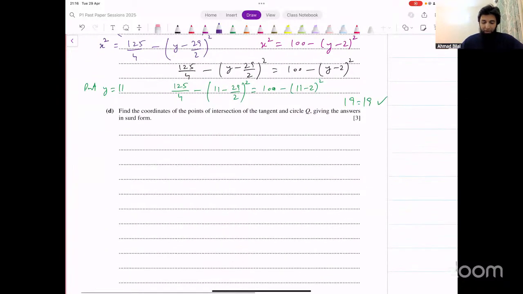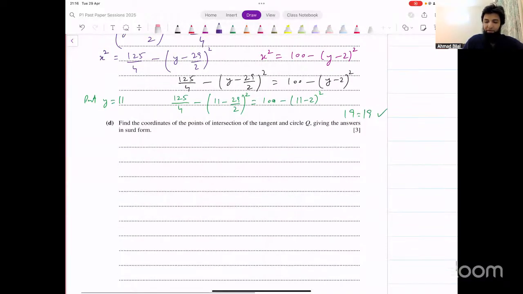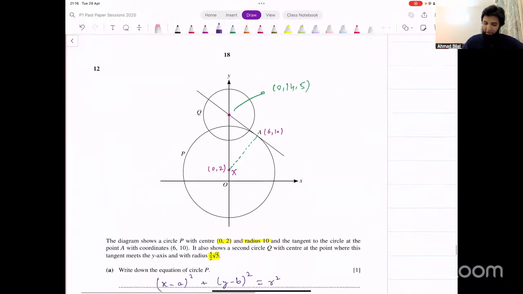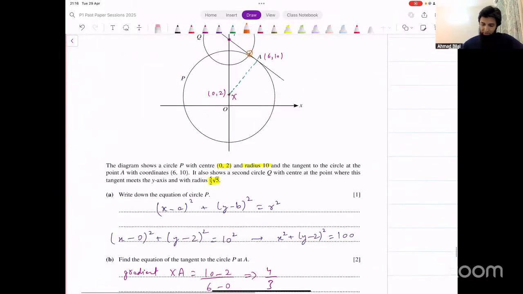All right. Now it says find the coordinates of the points of intersection of the tangent and circle Q, giving the answers in surd form. Okay, tangent and circle Q. Now we have to find these coordinates. So this is one point here, and this is the other point. We have to find the coordinates of these 2 points. That is 3 marks.